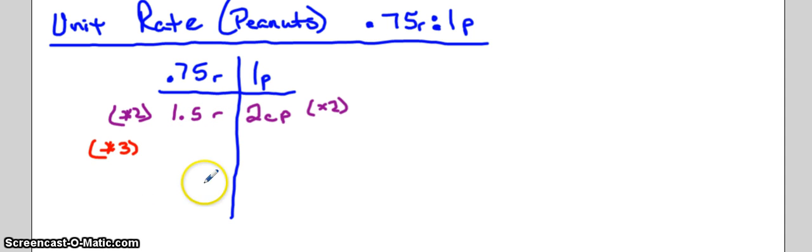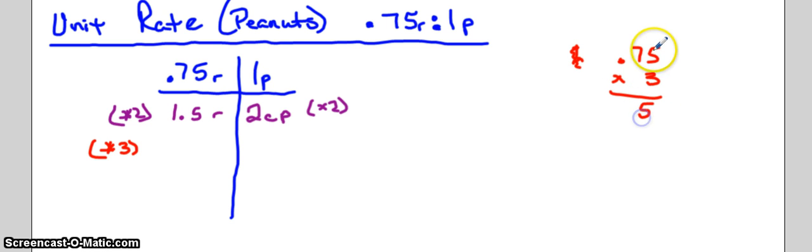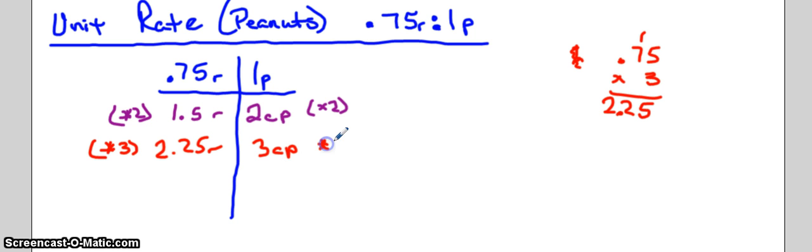Similarly, if we multiply this side by 3, 0.75 times 3, that's 15, carry the 1, 21, 22, so 2.25 cups of raisins, and we'd get 3 cups of peanuts if we multiplied that by 3.